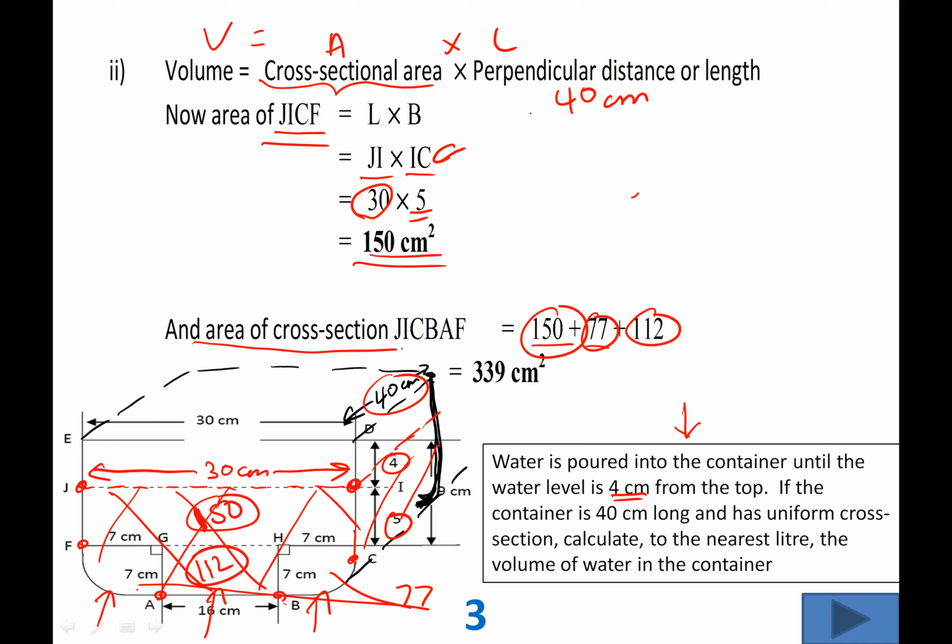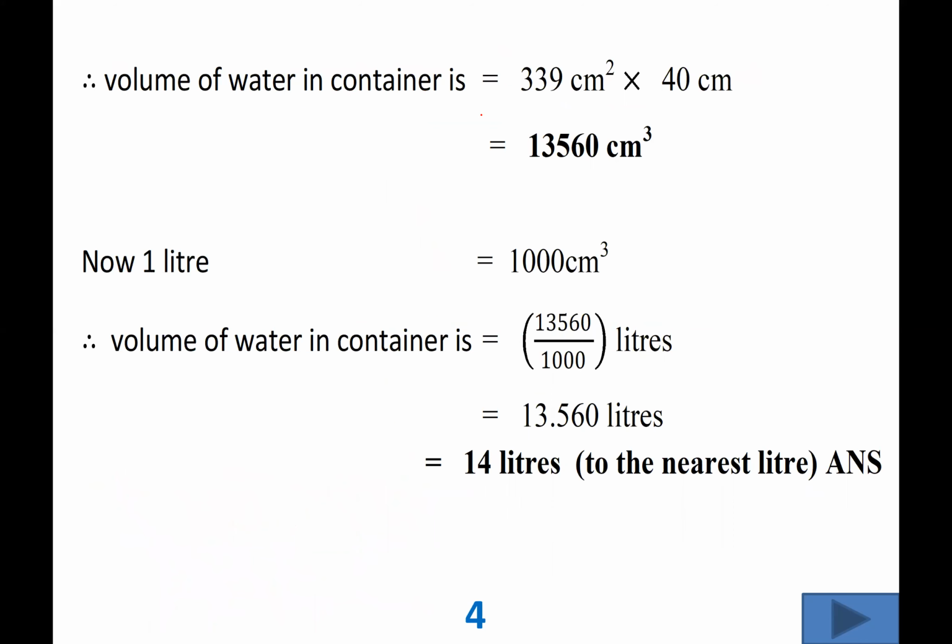Then you have to multiply that now by the perpendicular distance of 40, and that will give us the volume that they wanted. Okay, so your cross-sectional area of 339 times 40 gives you a volume of 13560. Look at the unit, cm cube. Notice that when you go to volume, it's cm cube.